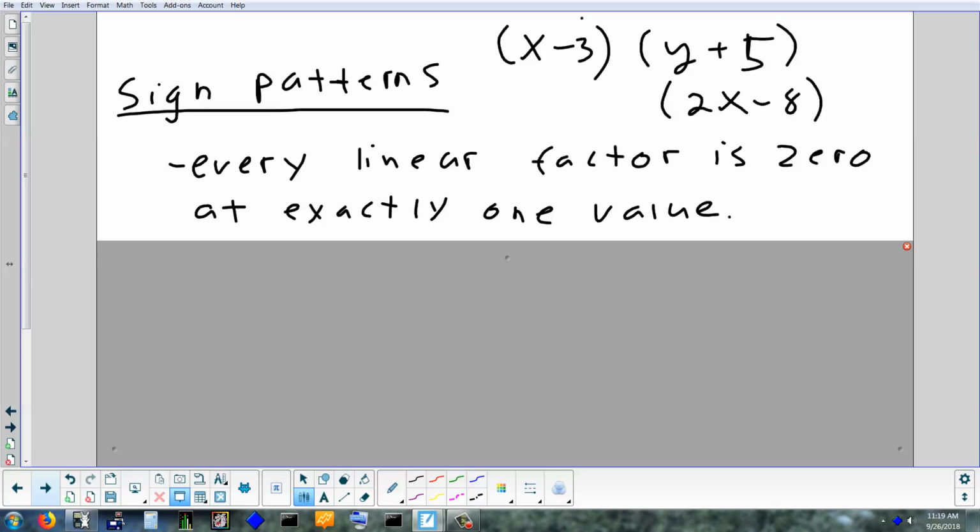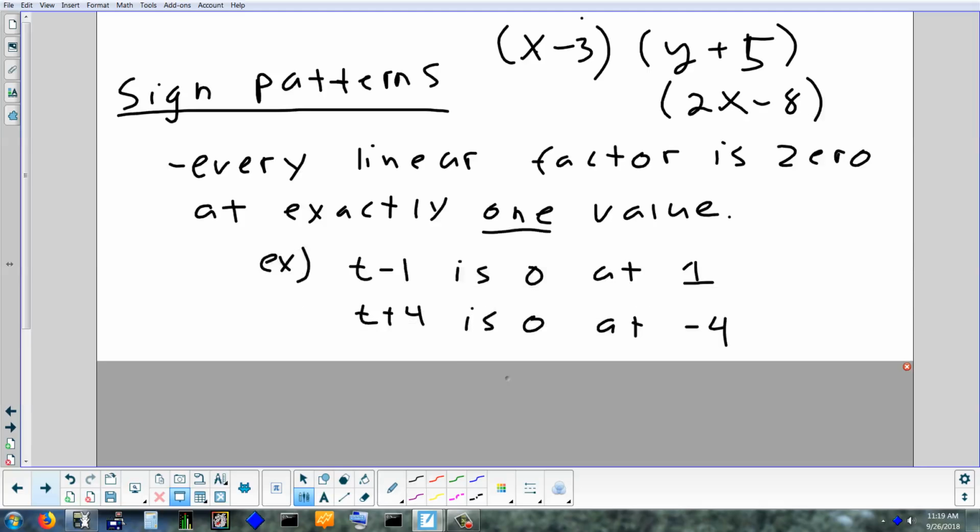So what I'm saying is, for each one of these, there's exactly one number you could plug in and get 0. The first one, you would plug in 3 and get 0. The second one, you would plug in -5. The third one, you would plug in 4. Okay? But that's it. There's only one value that makes each one of those 0. All right?